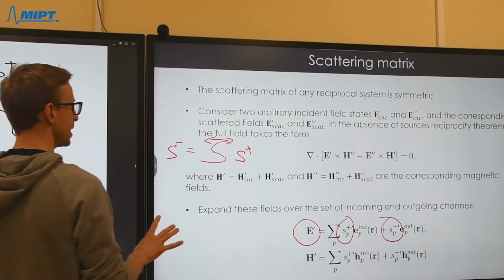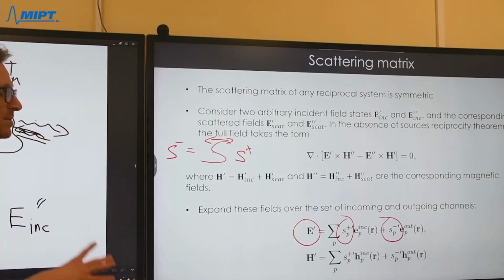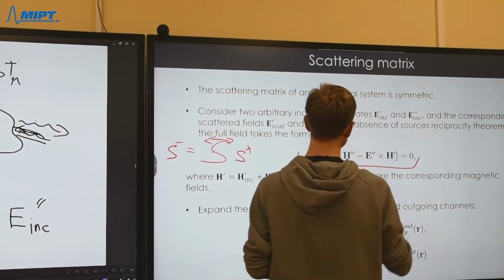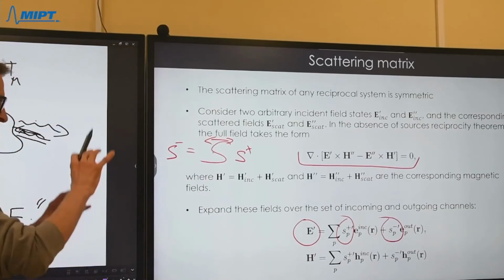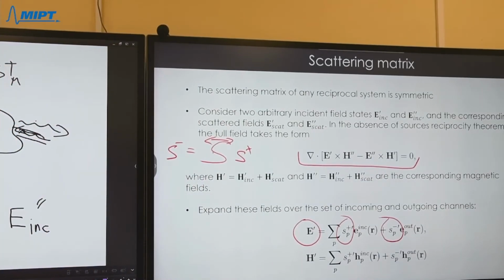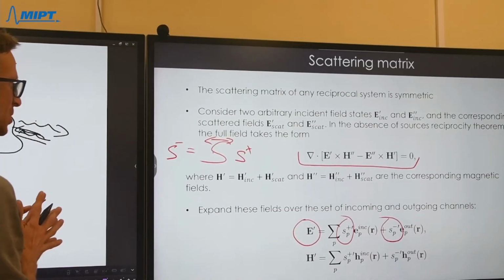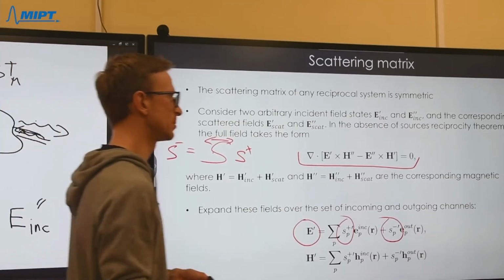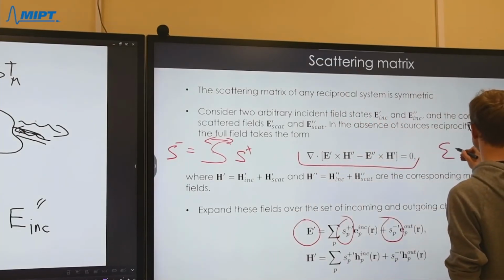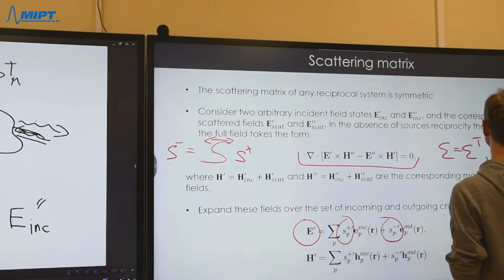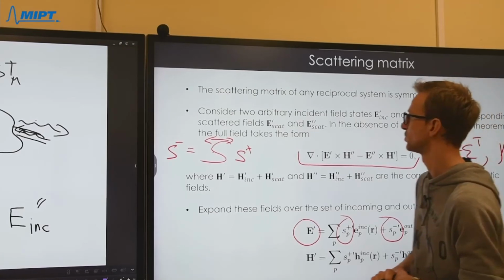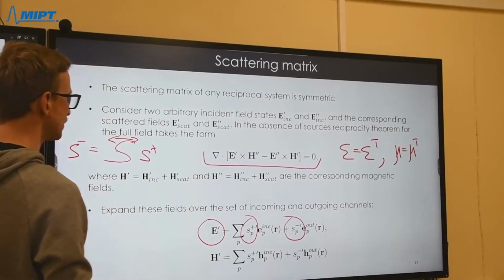So now we're going to apply the reciprocity theorem. If the system is reciprocal, it requires that the following combination must be 0. And the integral of this combination over the volume of the system must be 0. This is a trivial property, a trivial consequence of reciprocity, or the fact that permittivity and permeability tensors are symmetric. So I remind you that reciprocity implies that epsilon equals epsilon t and mu equals mu t, where t stands for the transpose operator.